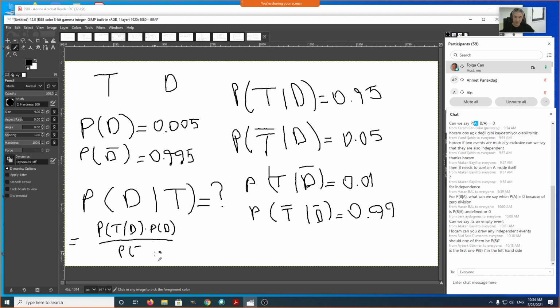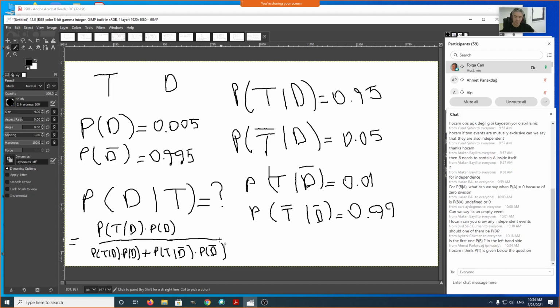Here is the place where we apply the law of total probability. In order to find P(T), I will be using P(T given D) times P(D), the same thing that is above. One of the summation terms here is going to be exactly equal to the term that is above. And the other is P(T given not D) times P(not D), like this. All right, look at this. D and D complement are mutually exclusive.